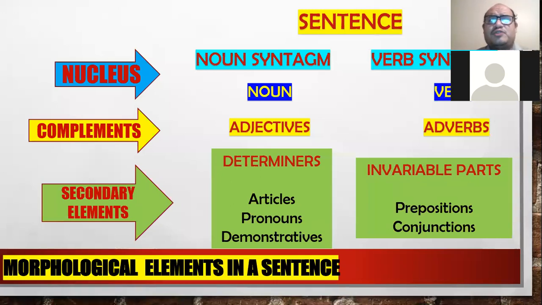So when we want to make up a sentence, when we want to construct a sentence, we are going to have two principal components. There is the nucleus, as you can see here. The nucleus, the principal components in a sentence, we have two: the noun syntagm and the verb syntagm.